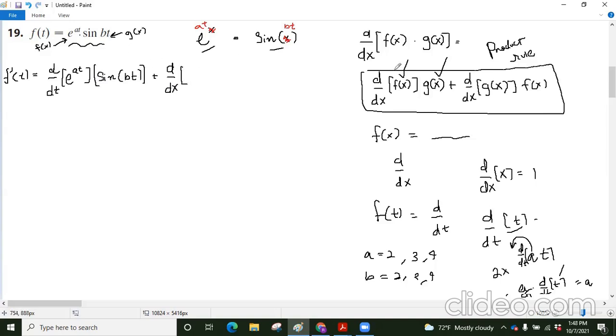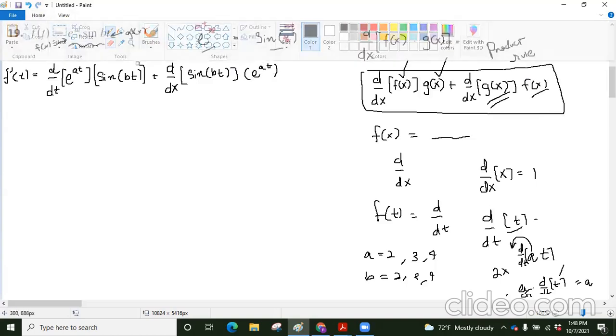of, well, now we're taking the derivative of g of x, right? This is our g of x here. We're going to put it inside this box so that later on we know to take the derivative of sine of bt. So we're going to say sine of bt, and then of course multiplied by f of x, and we know our f of x is e to the a t. So it's multiplied by e to the at.